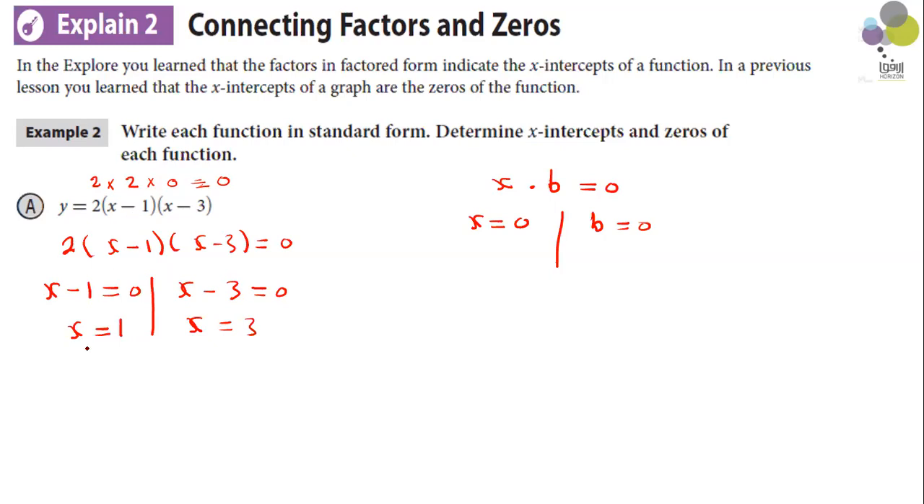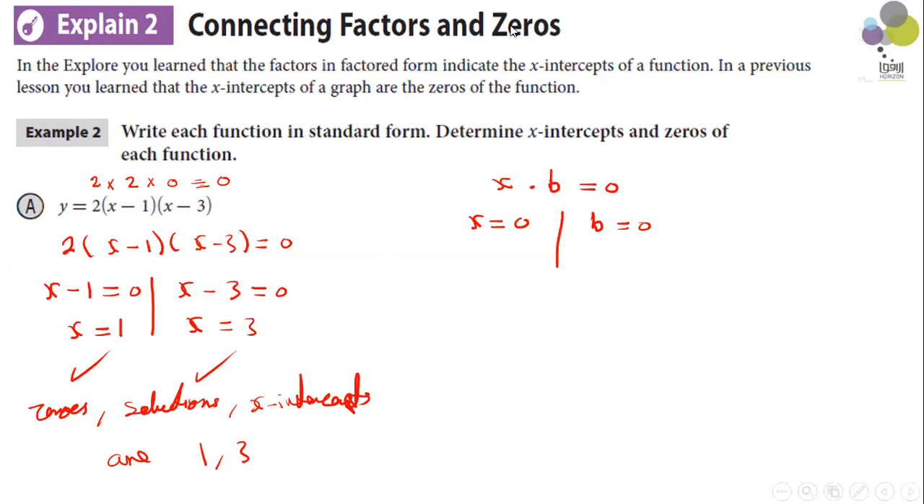The first value of x is 1. So x equal 1, the first zero we have. X equal 3, the second zero. So zeros or solutions or x-intercepts are 1 and 3. Okay?